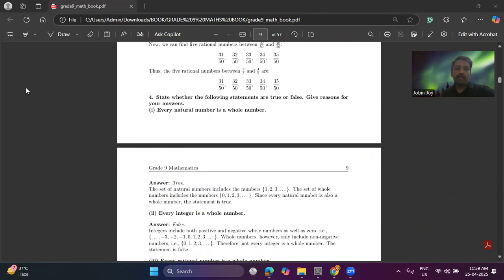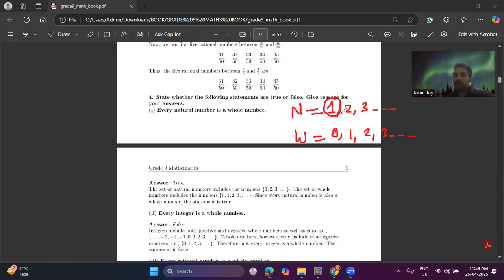Then again there is a statement. State whether the following statements are true or false. Every natural number is a whole number. Again, you know what a natural number is? Natural numbers start from 1, 2, 3, etc. Whole numbers start from 0, 1, 2, 3, etc. So every natural number, starting from 1: 1 is a whole number.